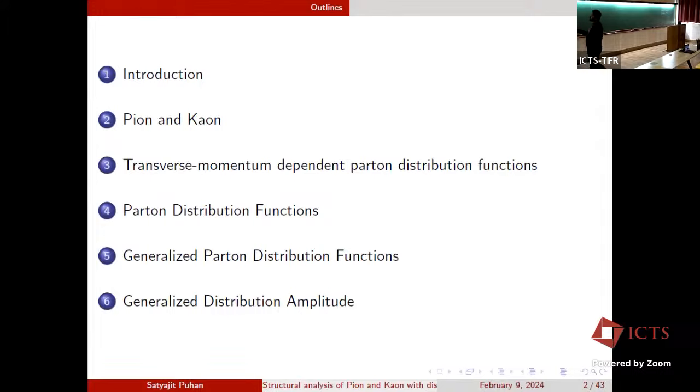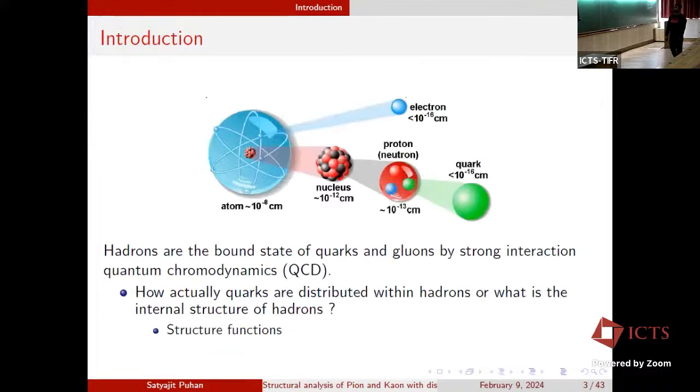These are the outlines of my talk. First, I will go briefly over the introduction. Then I will talk a little bit about pion and kaon. Then I will talk about the TMDs up to twist 4, and then PDFs, then GPDs, and then GDs. As already many speakers have told about the introduction part, like why we are dealing with the quark and gluon structure, I have to skip this part.